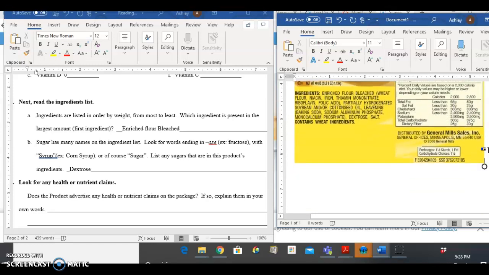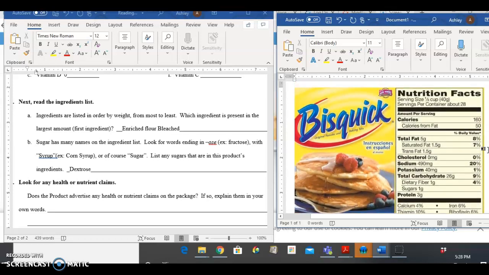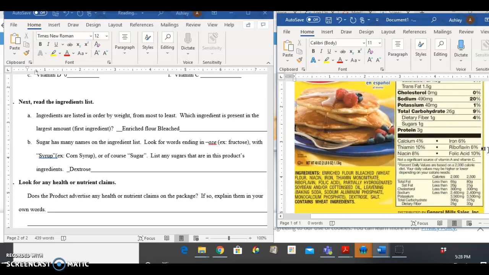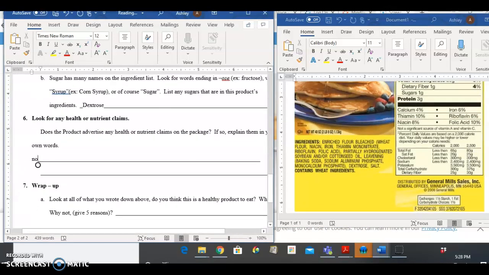Again, sometimes it's just to get your attention on the front of the box, and then on the back, you'll see that it might not be so healthy when you actually read these ingredients and the nutritional labeling. So you're going to look on the box there, and mine does not make any, so I'm just going to say no.